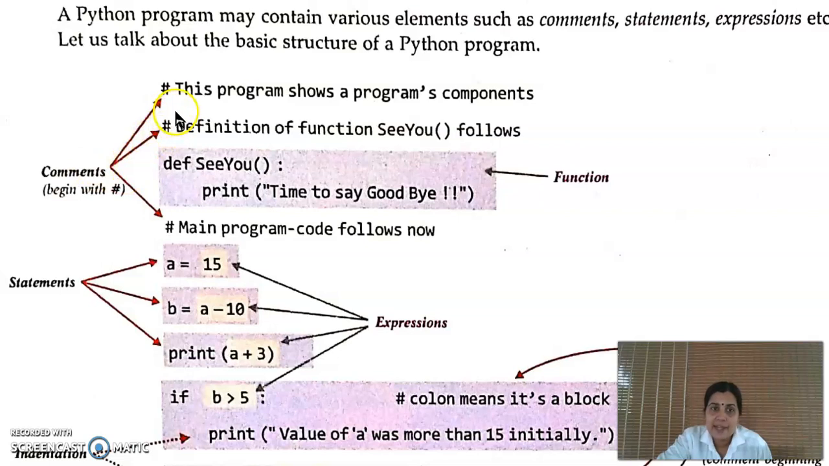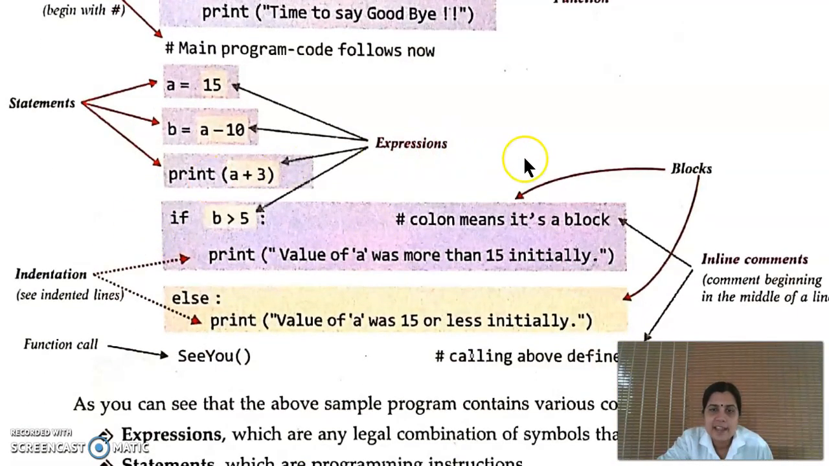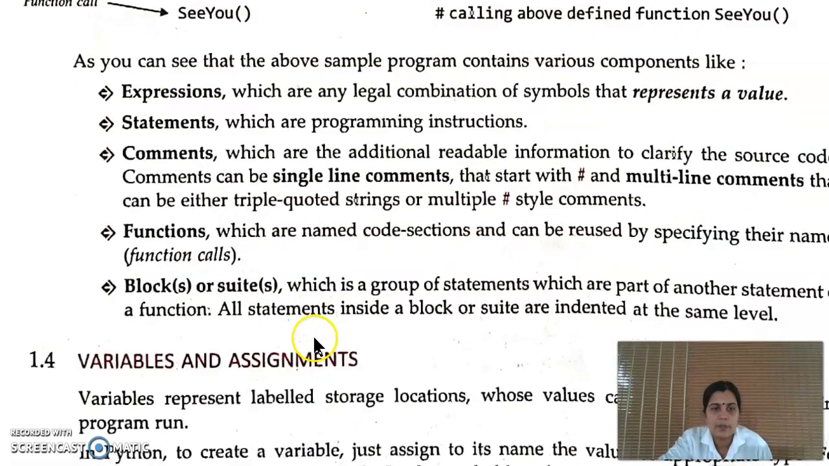The first is comments. Comments are for user understandability, you all know. Comments are denoted by the hash symbol. These are all known as statements. Statements mean they contain some expressions or variable combinations. Operator relationships are also there. And this is an if loop, this is an else loop.